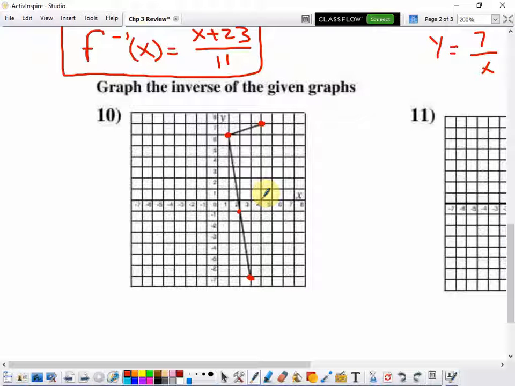So my first set of coordinates was (4, 7). So I'm going to graph that as (7, 4). Then (1, 6), so (6, 1). (2, negative 1), negative 1, 2. And (3, negative 7), negative 7, 3.